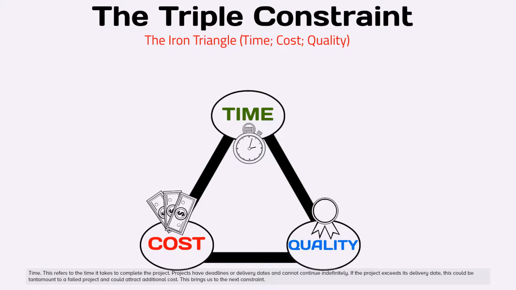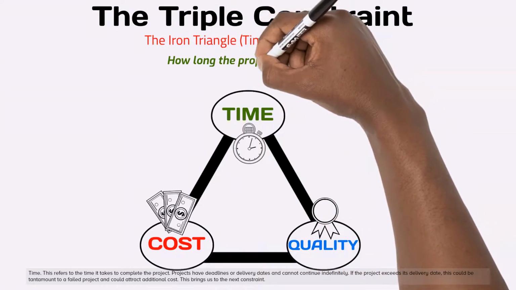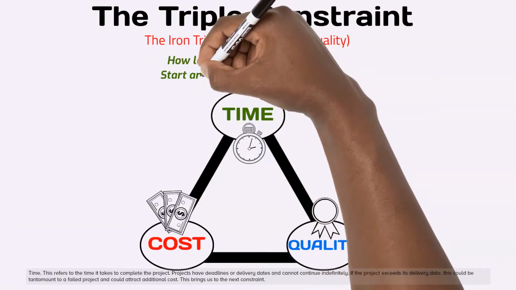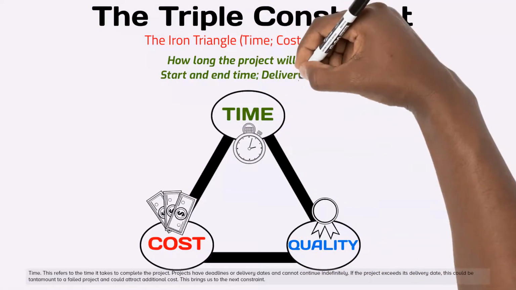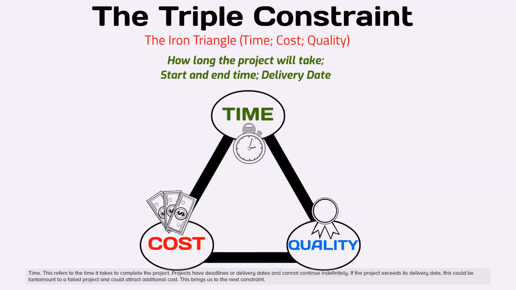Time. This refers to the time it takes to complete the project. Projects have deadlines or delivery dates and cannot continue indefinitely. If the project exceeds its delivery date, this could be tantamount to a failed project and could attract additional cost. This brings us to the next constraint.